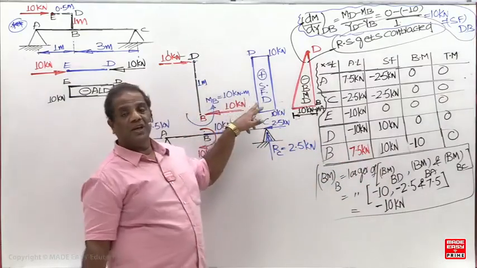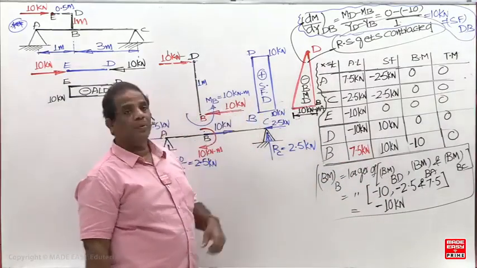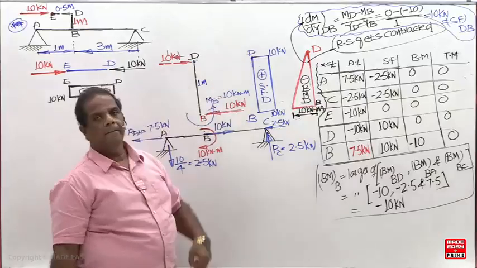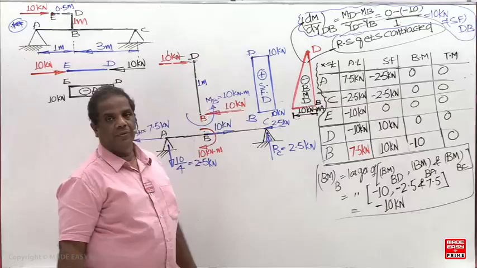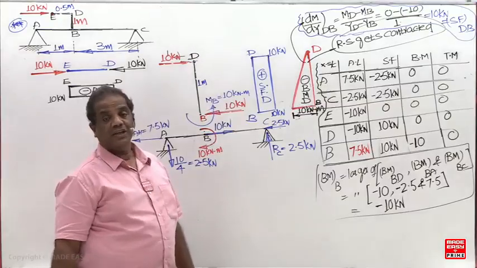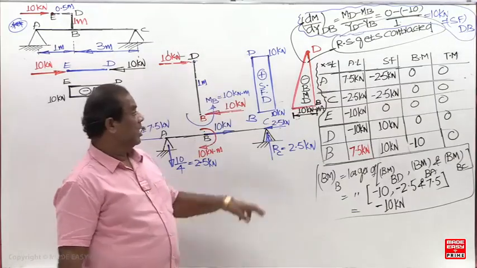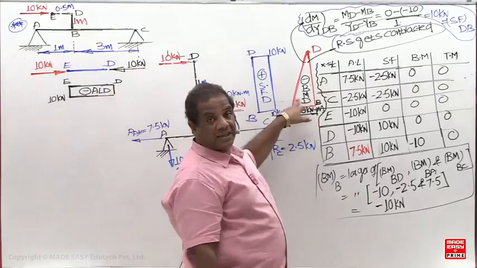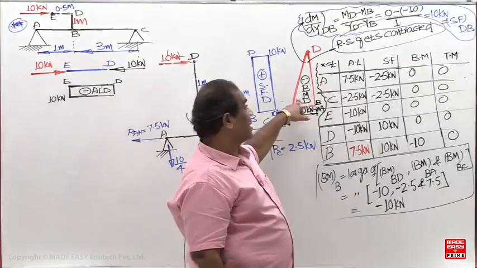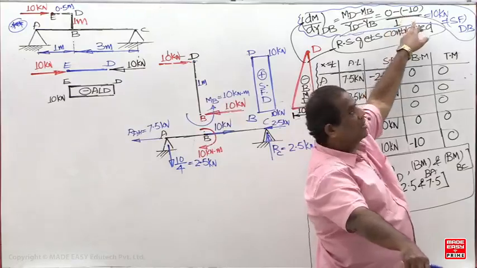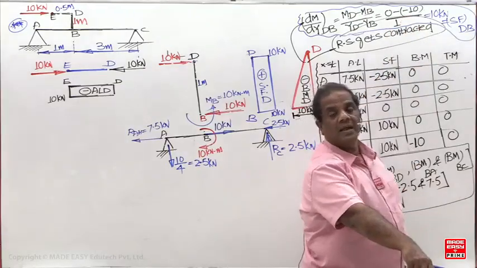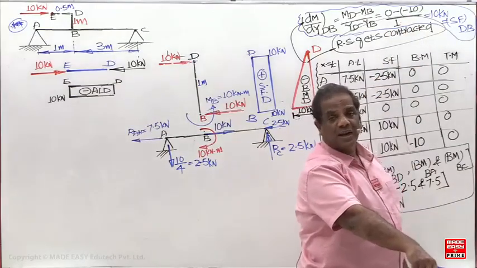Now check it. Are you getting shear force positive or negative? Shear force here is taken positive. That's why right side contraction is taken negative. Right side contraction negative, left side contraction positive. Suppose you take the right side contraction positive, then what about this? 0 minus of plus 10. Then you are going to get a minus 10. Then the relation is not satisfied.